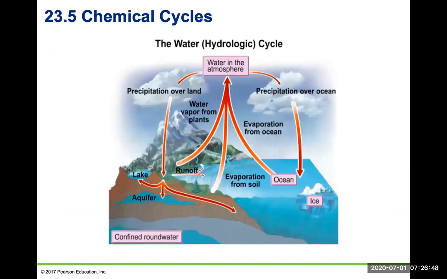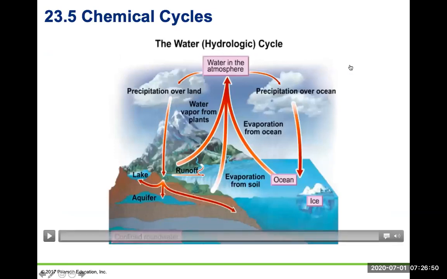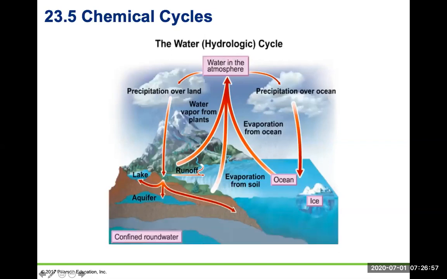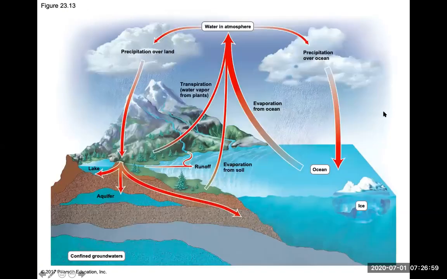So here's a great look at the water cycle, also called the hydrologic cycle. If we're really getting picky about detailed names, it should be called the hydrologic cycle. So here's a look at it: precipitation on land, runoff, and then evaporation back into the air.